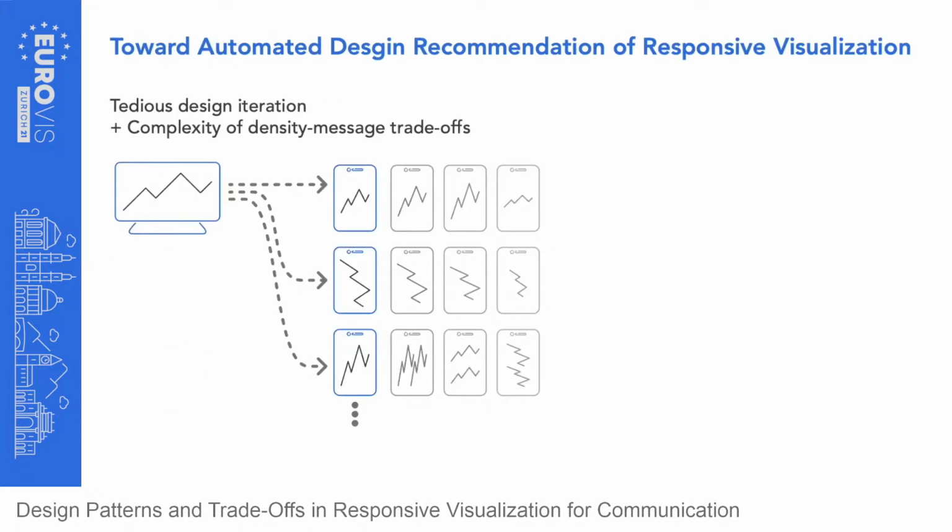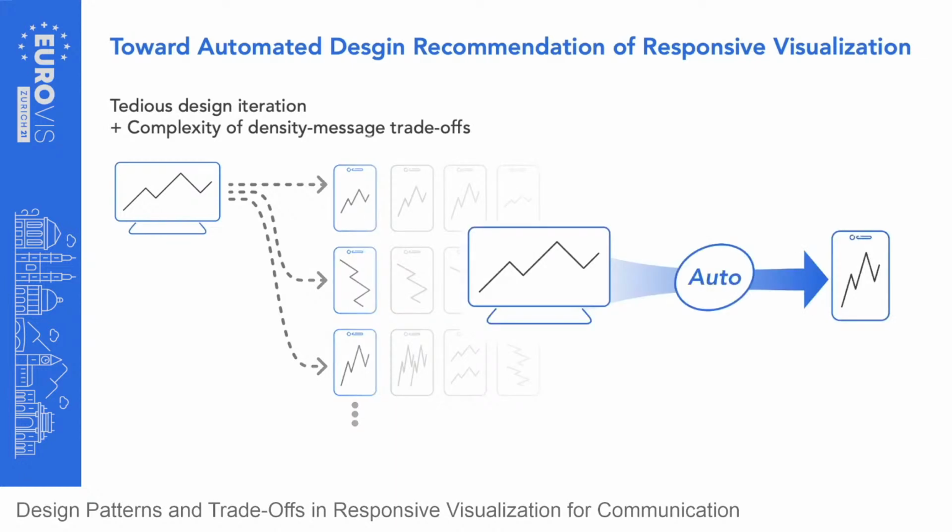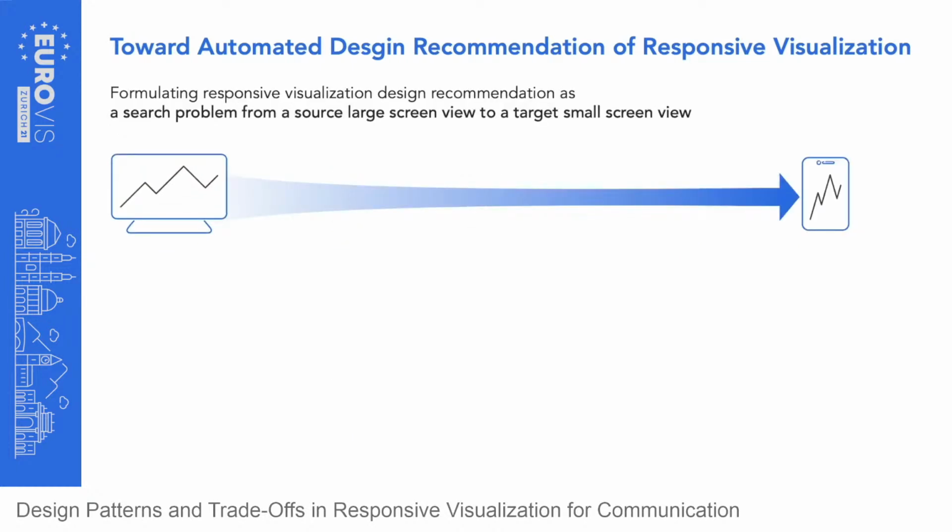Design iterations for exploring a large design space are often tedious, coupled with the complexity of considering density-message trade-offs. These challenges motivate an automated approach toward responsive visualization design recommendation that helps authors explore various possible transformation candidates more efficiently. To motivate future work for automated responsive visualization design recommendation, we first proposed formulating responsive design recommendation as a search problem from a source large screen view to a target small screen view.